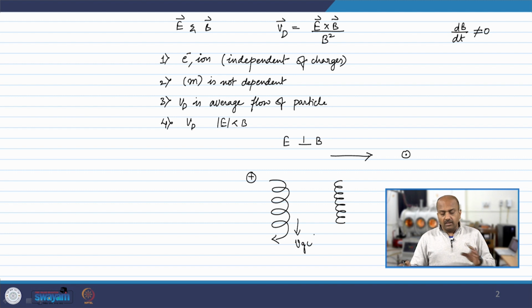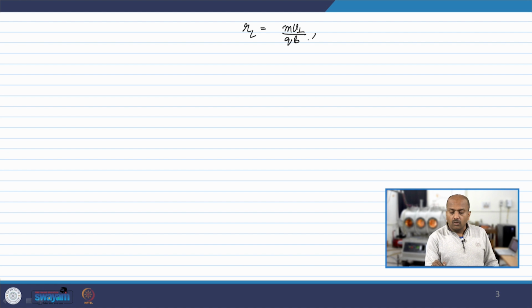This difference in the radius between the first half and the second half is basically what you refer to as the drift, right. The negative electron also gains energy opposite to the direction of the electric field and thus moves in the same direction, but rotates exactly opposite to the ions, right. Now, the characteristic parameters of this gyration are RL, the radius of gyration, which is m V perpendicular by QB, and omega c, the frequency of gyration, which is QB by m. We know these parameters very well, right.